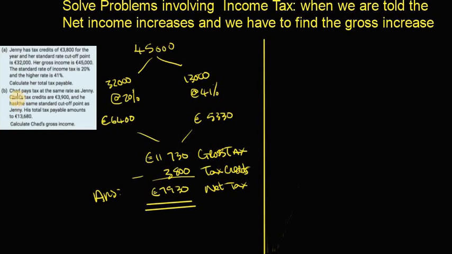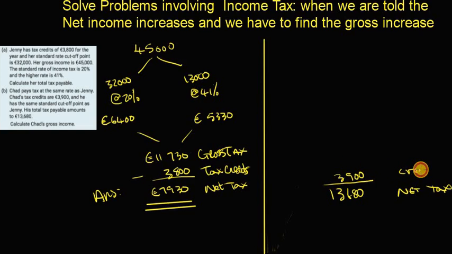Now let's look at part B. Chad pays tax at the same rate as Jenny. His tax credits are 3,900 and he has the same standard cut-off point as Jenny. His total tax payable amounts to this. Calculate his gross income. So now we're starting at the bottom. We have his net tax, which is equal to 13,680. That's his net tax. And we have his tax credits at 3,900. So we have to add those two up to get what his gross tax would have been.